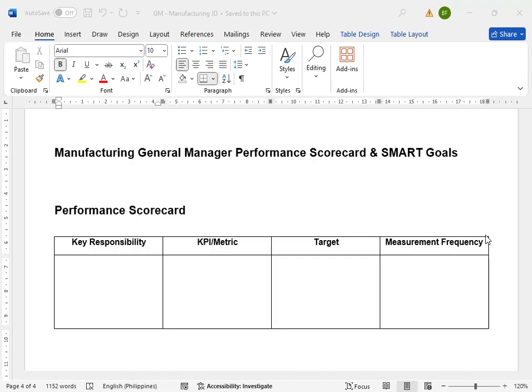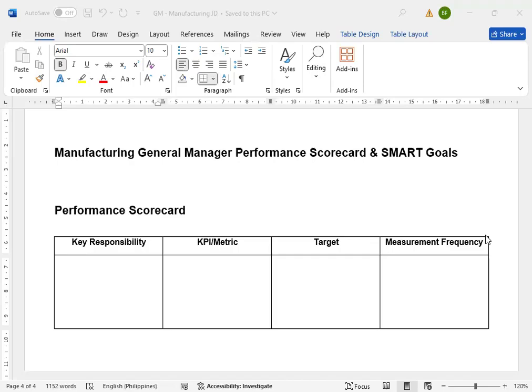A performance scorecard is a structured tool used to measure, monitor, and improve key performance indicators, or KPIs, within an organization. It aligns goals with operational execution and provides a clear framework for assessing success. It aligns strategy with execution, ensures that daily operations support the company's strategic objectives, provides clear performance metrics, and establishes measurable goals that track progress over time.